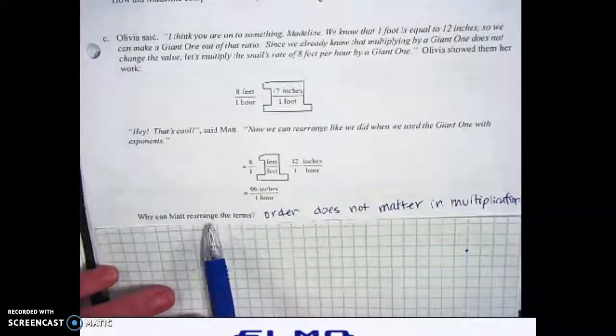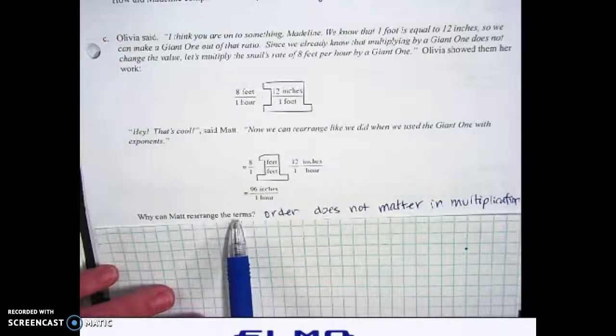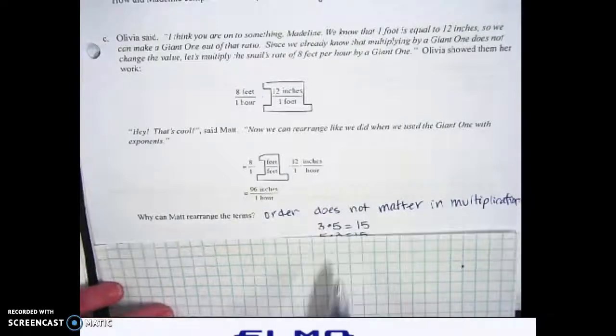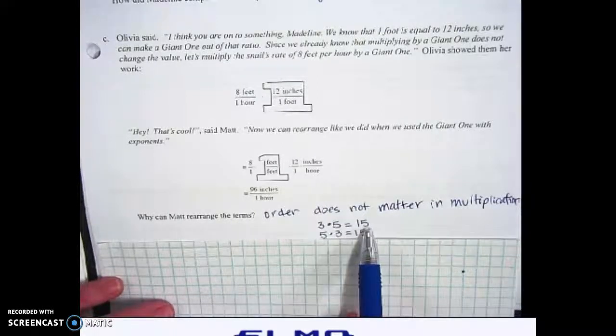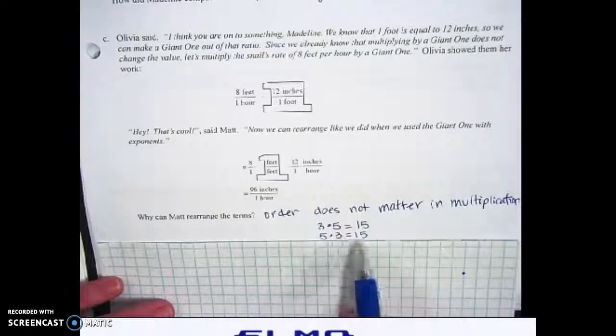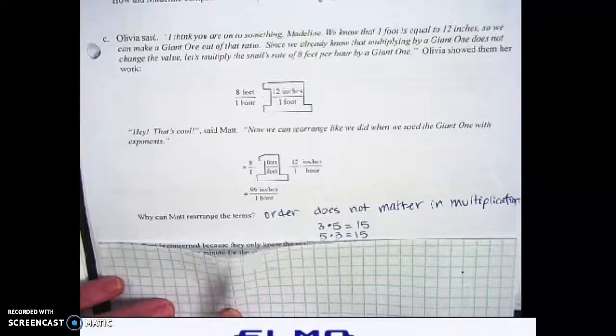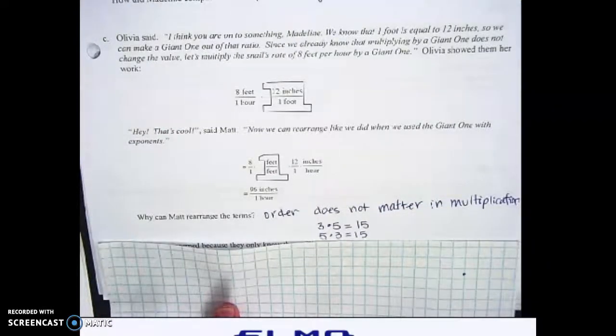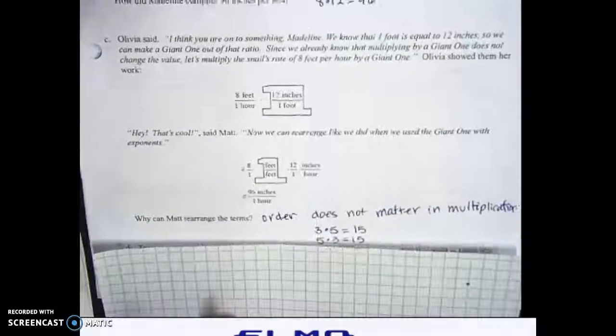Why can Madeline rearrange the terms? Why can we move them around? Because order doesn't matter with multiplication, right? 3 times 5, you get 15. 5 times 3, you get 15. Anybody know the name of the property that allows you to do that? Yes, good job. Commutative, good.